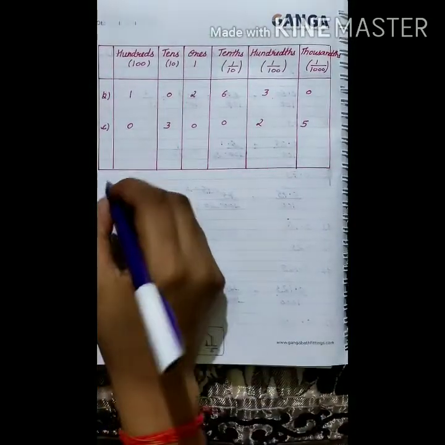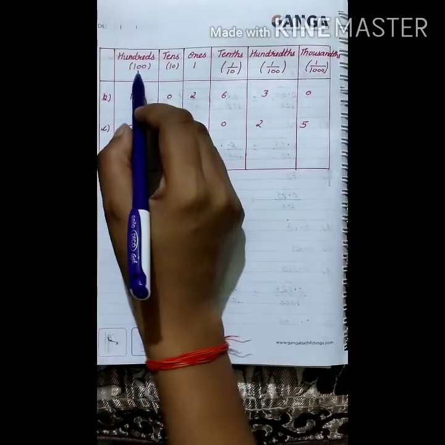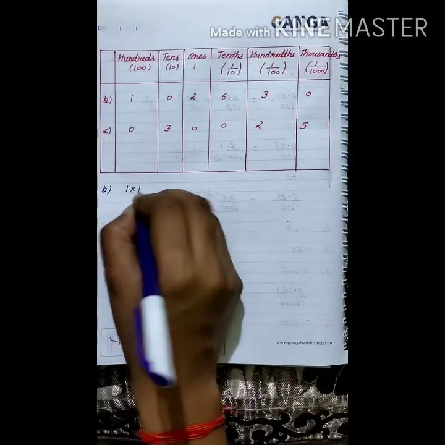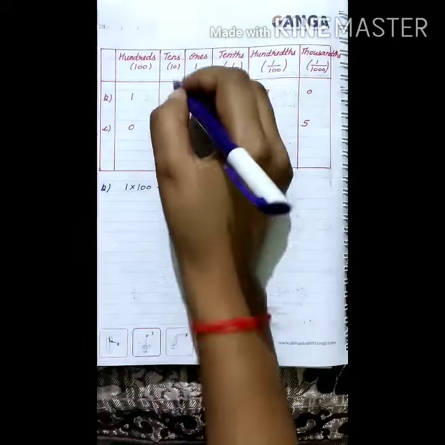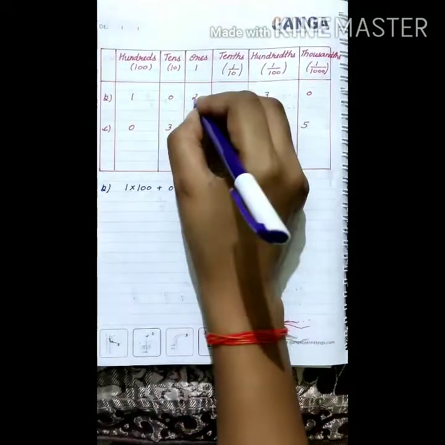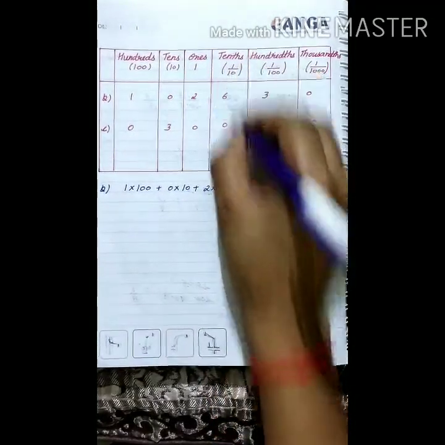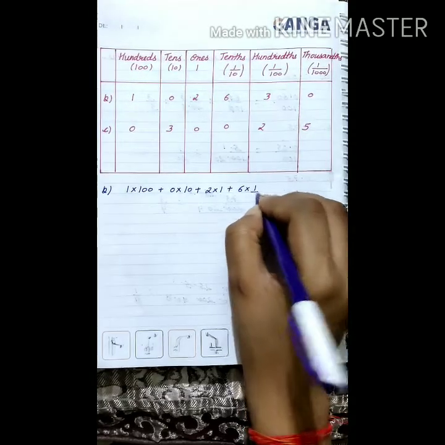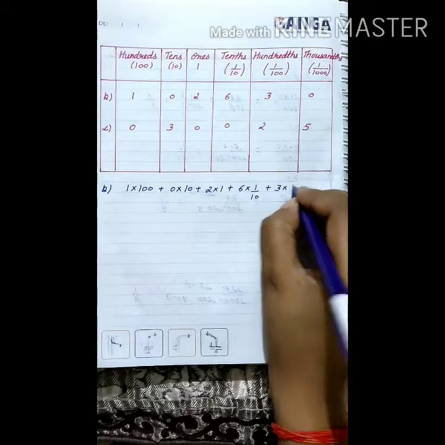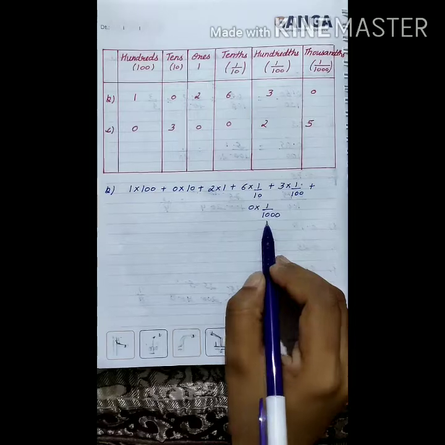B part. Firstly, we will multiply position value with face value. So we will write here 1 multiply 100 plus 0 multiply 10 plus 2 multiply 1 plus 6 multiply 1 upon 10 plus 3 multiply 1 upon 100 plus 0 multiply 1 upon 1000.